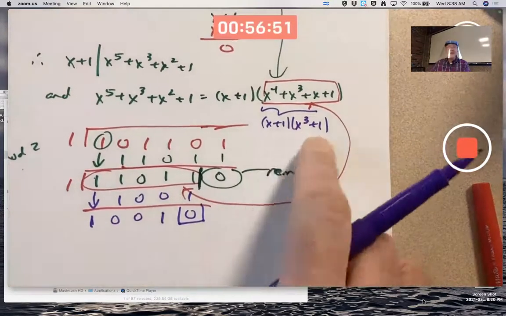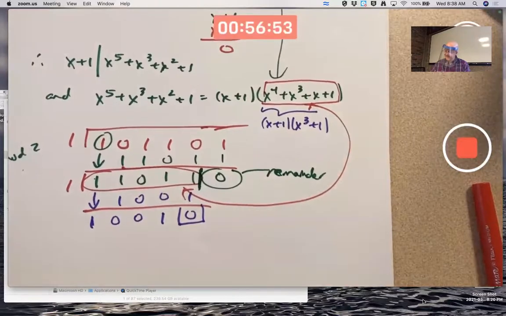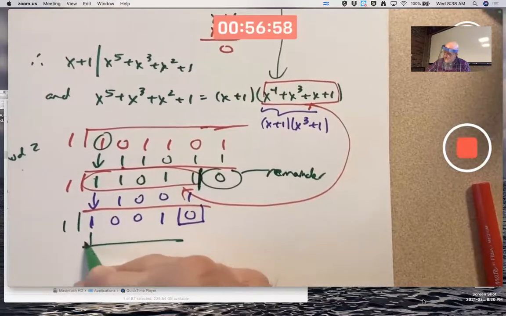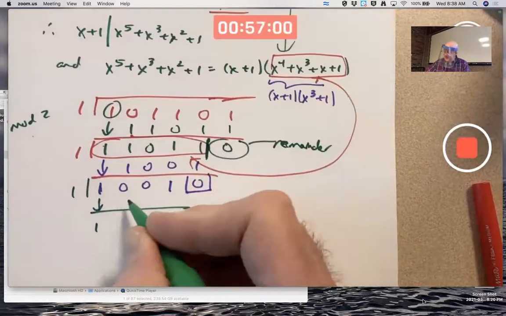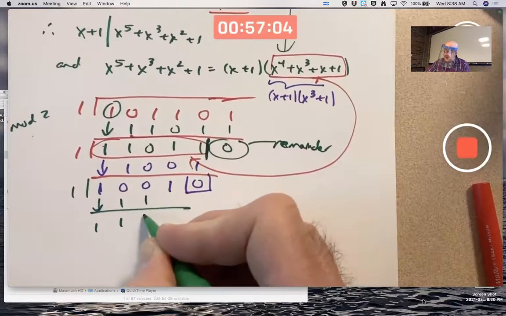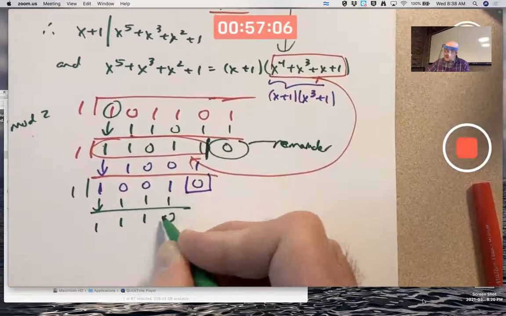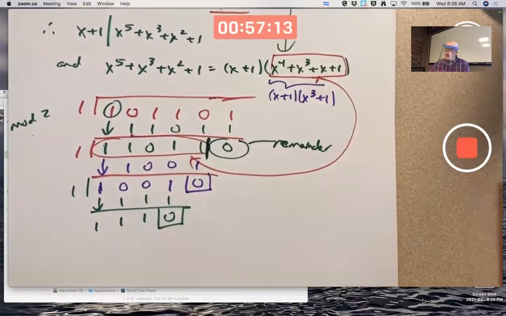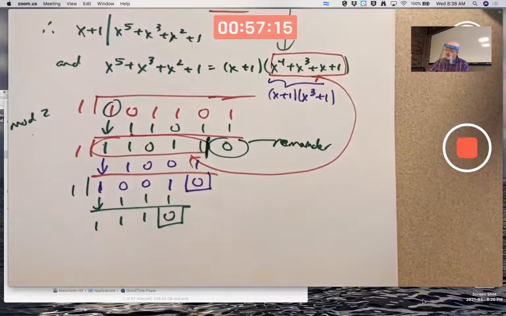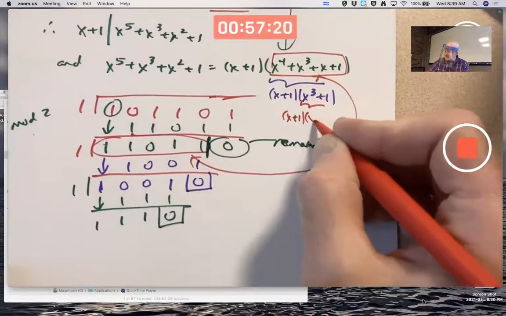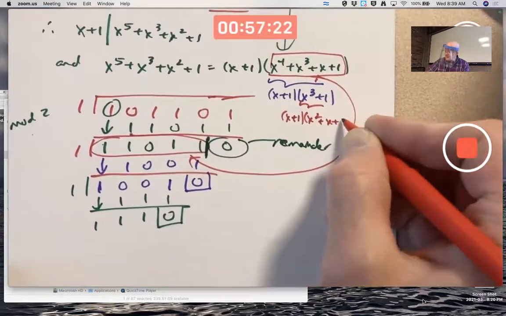And I know 1 is a root of that. I can keep going. Fun, fun, fun. 1, bring it down, multiply, add, multiply, add, multiply, add. I get another remainder of 0. And these coefficients, 1, 1, 1, tell me that I can factor x cubed plus 1 as x plus 1 times x squared plus x plus 1.